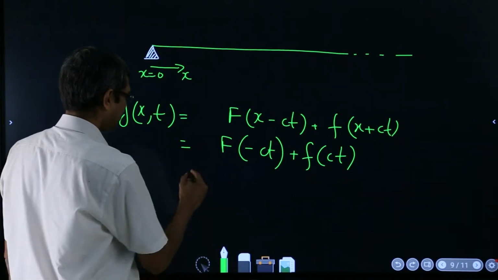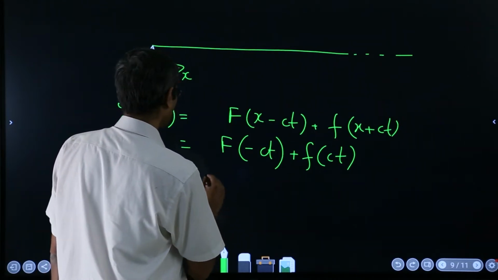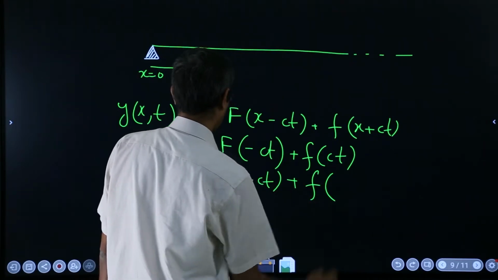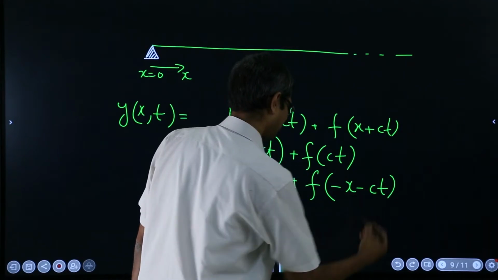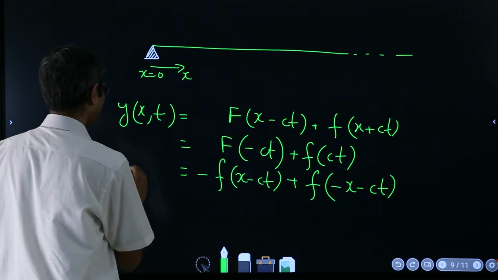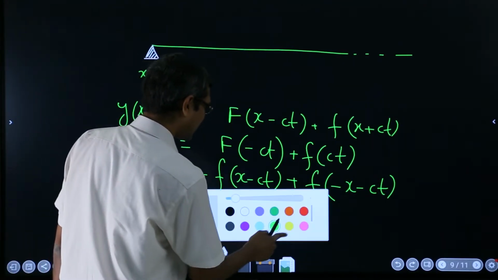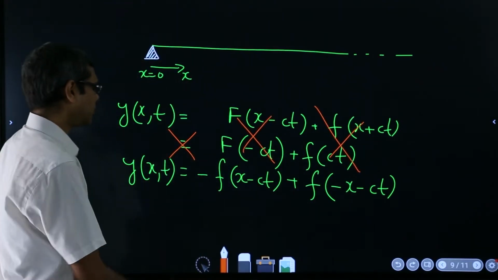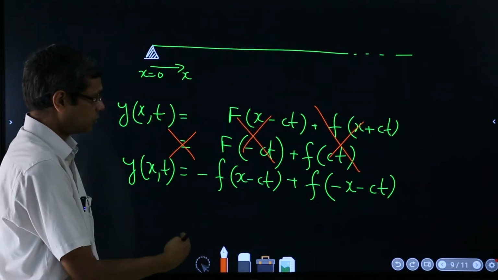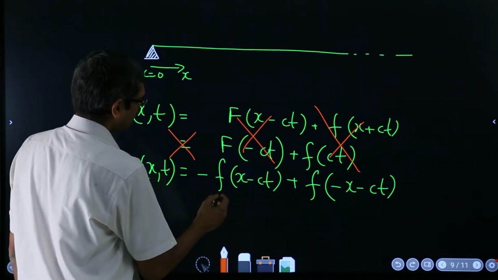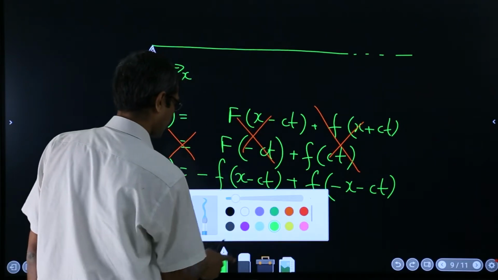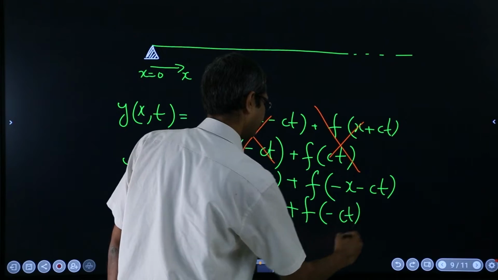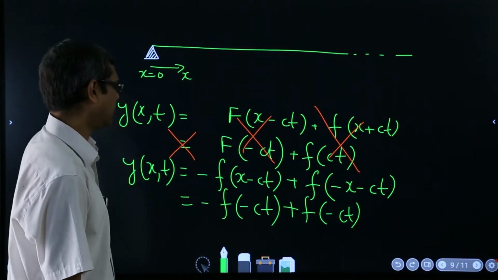So what should work? Let's say y(x,t) = -f(x - ct) + f(-x - ct). The earlier form won't work, so we have to have this kind of situation. Why will this work? Because if I now put x = 0, I get -f(-ct) + f(-ct), which is 0.